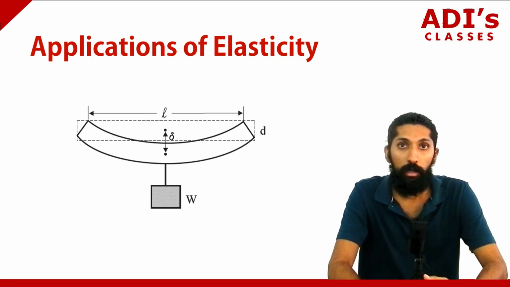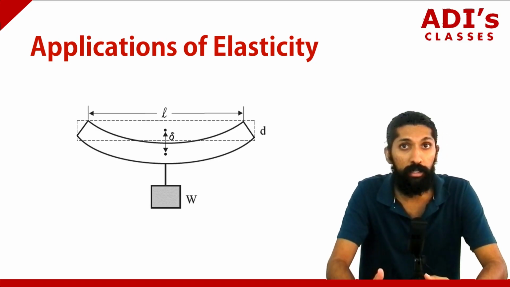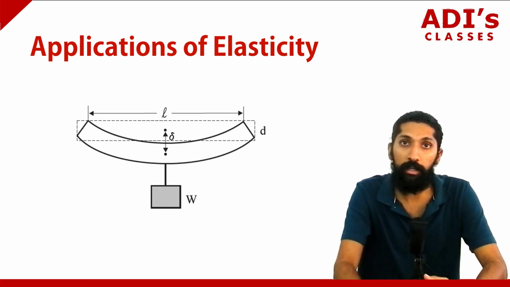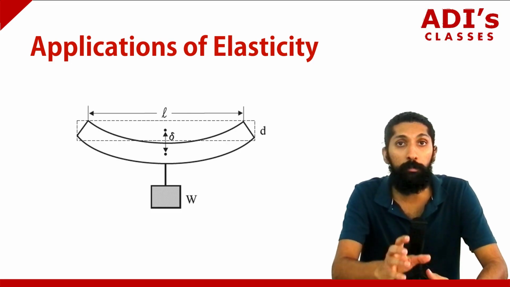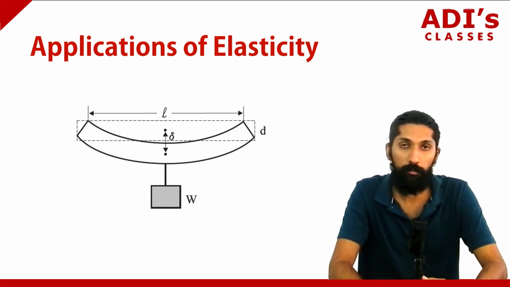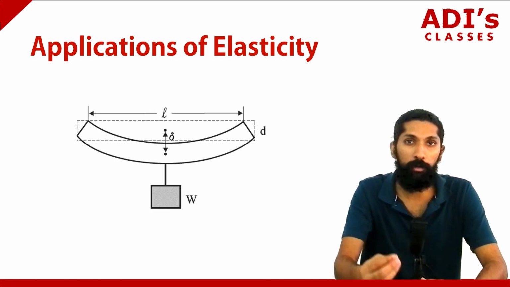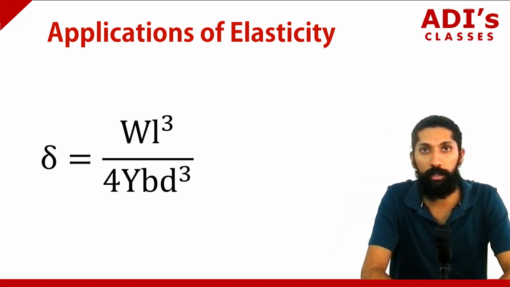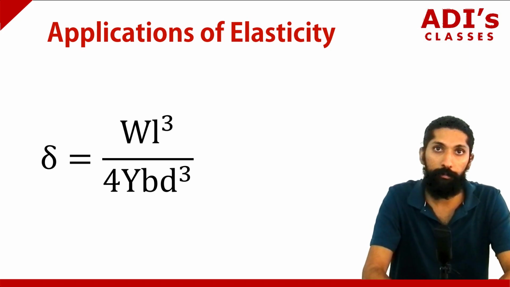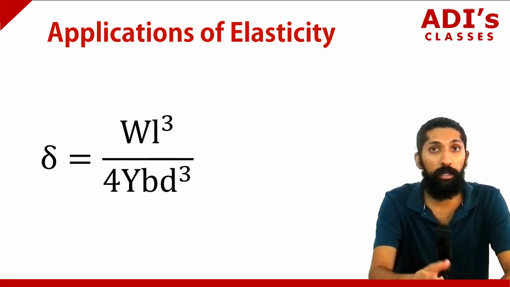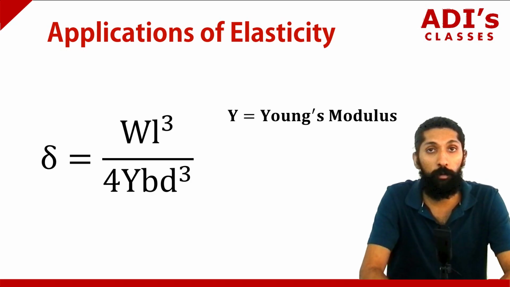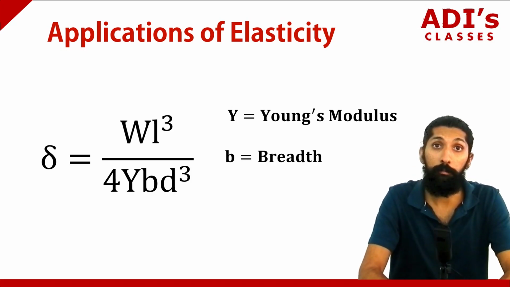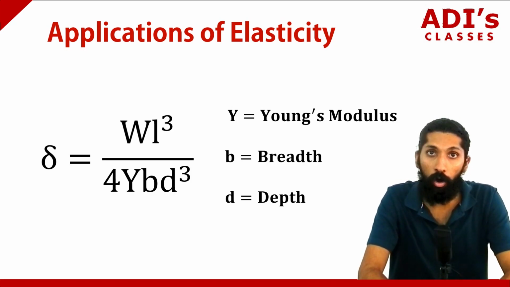break. Now, what should be the elasticity, so that we can calculate the maximum load bearing capacity for the bridge? Here we have a simple formula to calculate the depression. Delta is equal to WL cube divided by 4YBd cube. See, if the delta value has to be lesser, then Young's modulus should be more, or the breadth of the bridge has to be more, or the depth of the bridge has to be more, correct?